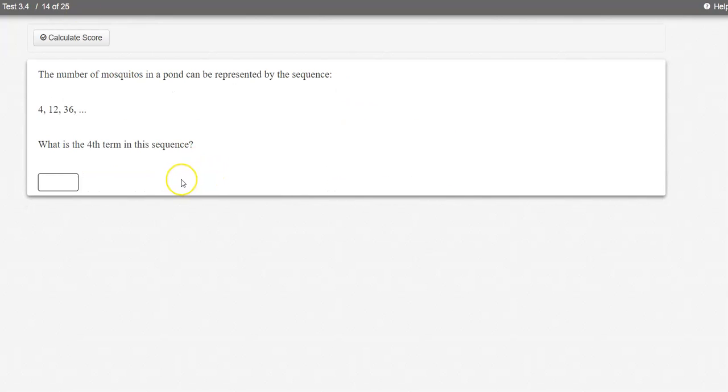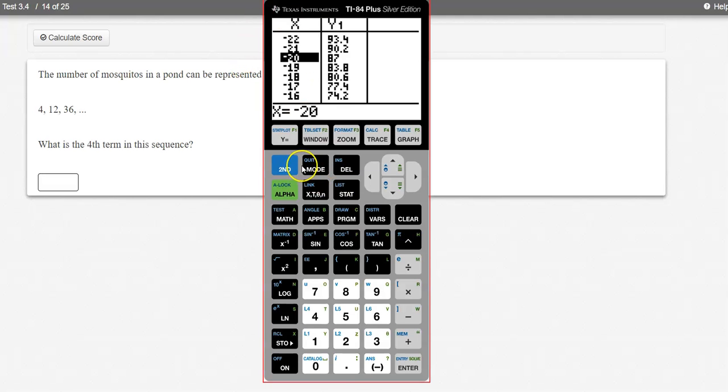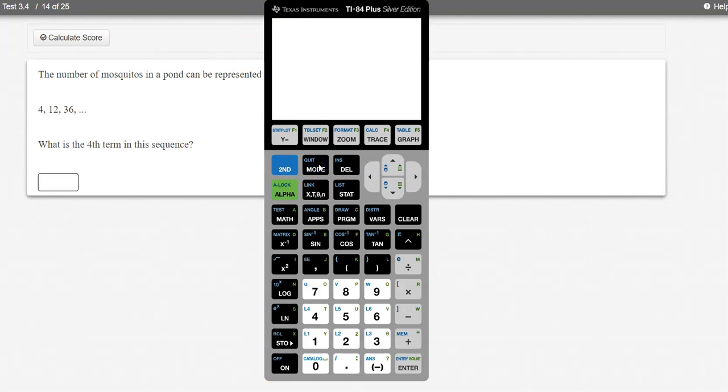The number of mosquitoes in a pond can be represented by the sequence 4, 12, 36. What is the 4th term? Well, let's look at the pattern. It went from 4 to 12 and then 12 to 36. So what's happening is it's multiplying by 3. So let's take 36, second mode will take you out of that table, and let's multiply 36 by 3. And you'll get 108. So the 4th term in this sequence is 108.